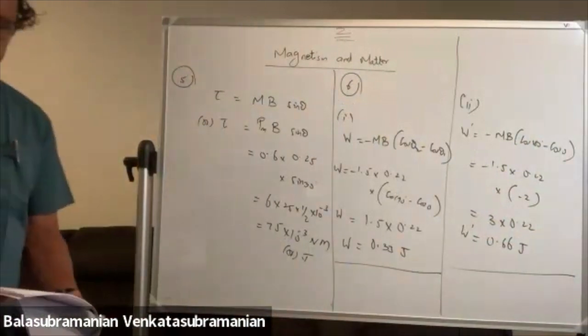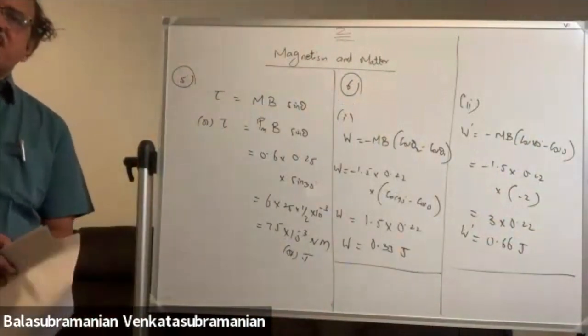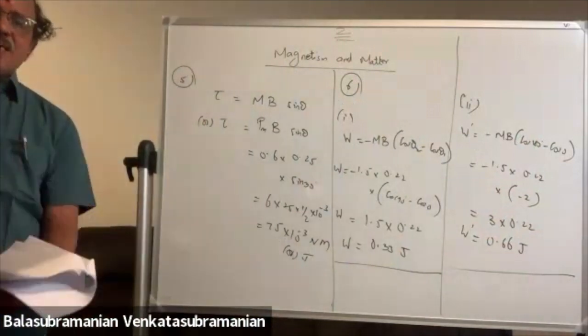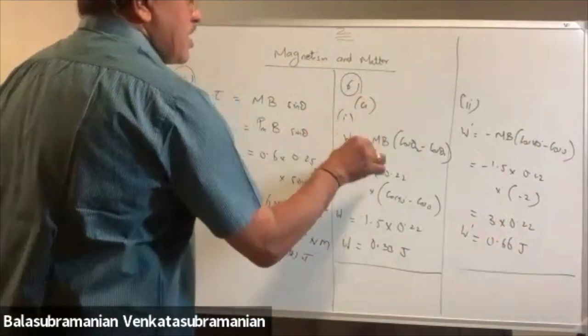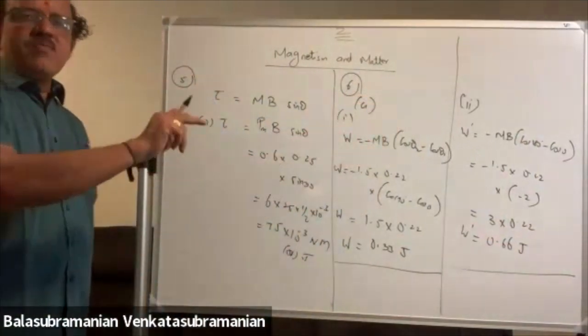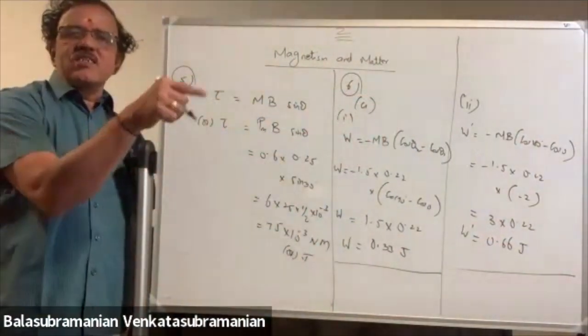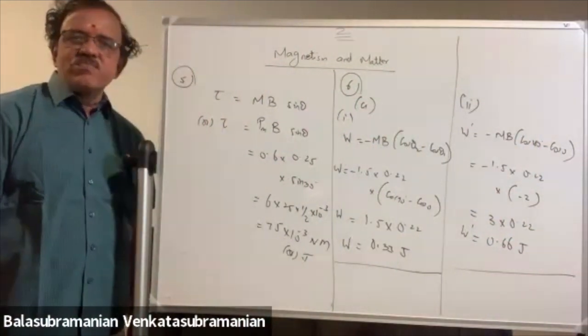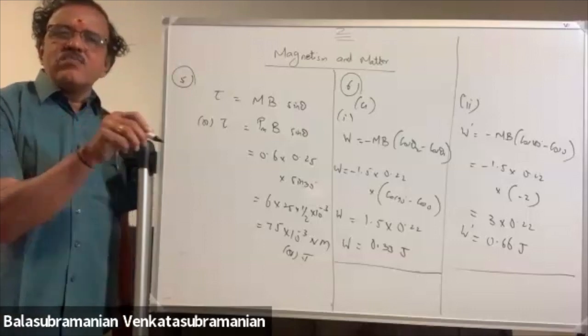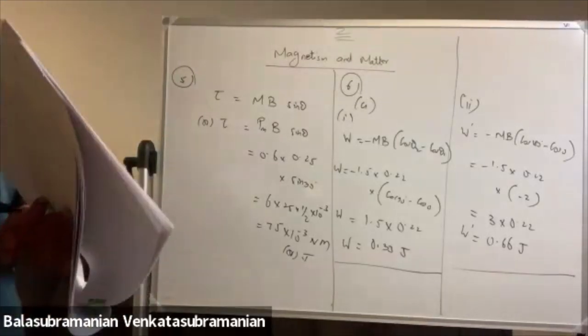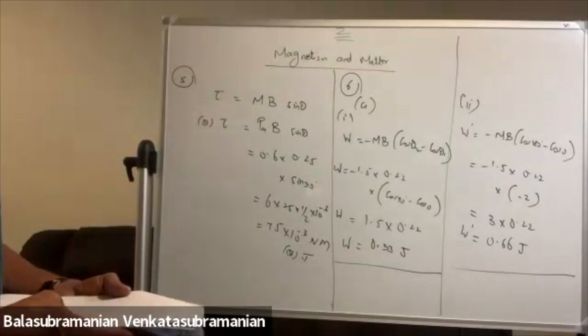This is the second part. Now, the second subdivision. In the first subdivision, they asked what is the work done when rotating along the axis normal to the field and in the opposite direction. The second part of the question is to calculate the torque in both the cases. What is the torque formula?